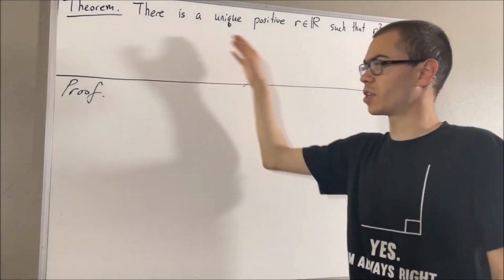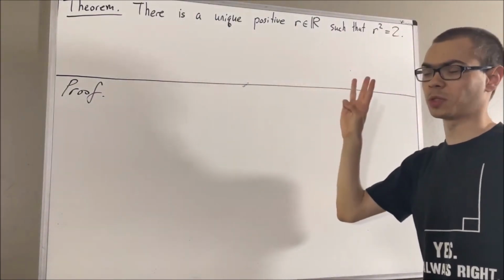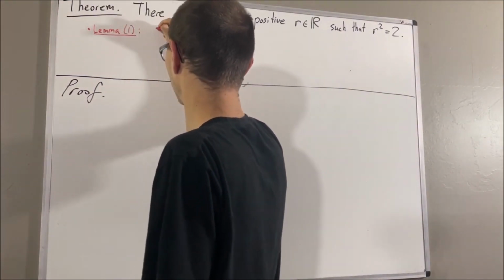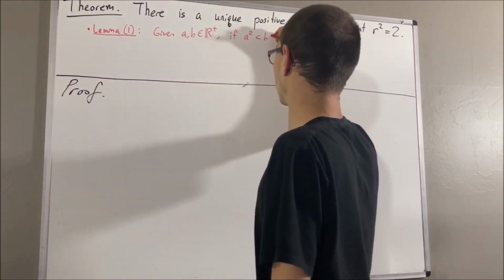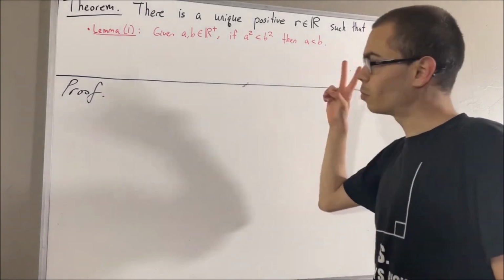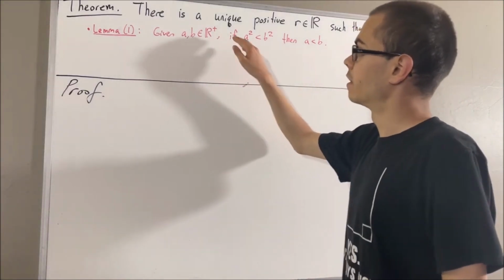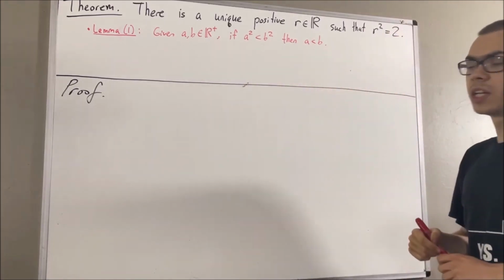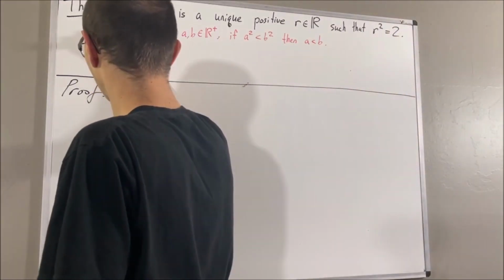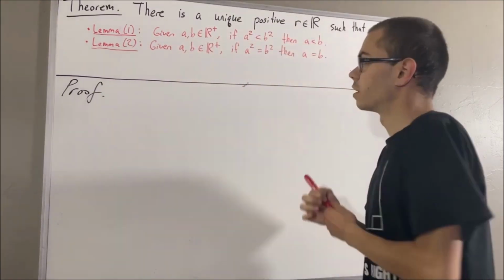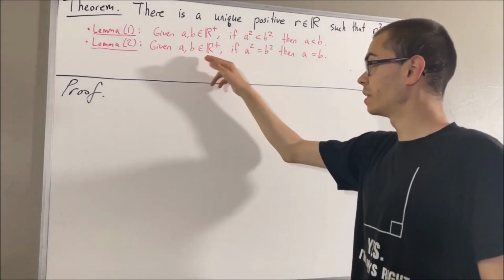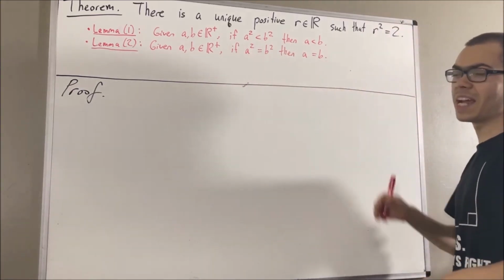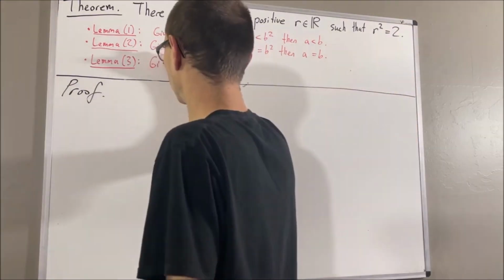Now, in proving this theorem, we have three preliminary results we're going to use. The first one is: given any two positive real numbers, a and b, if a squared is less than b squared, then a is less than b. Here's the second preliminary result. Given any two positive real numbers, a and b, if a squared is equal to b squared, then a is equal to b.